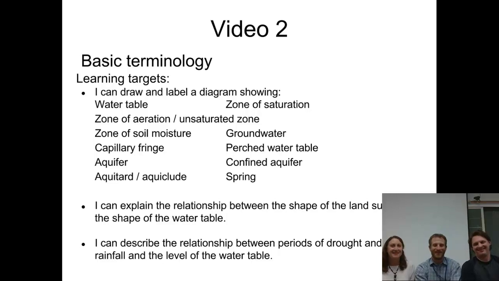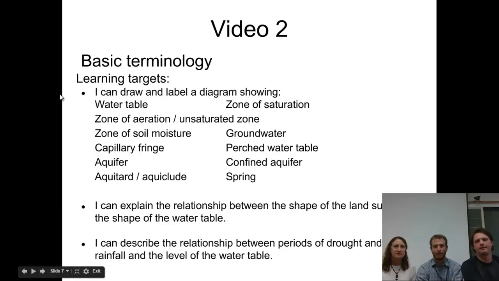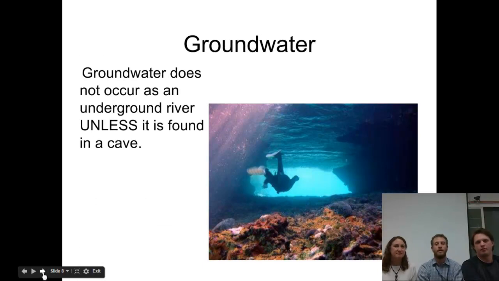All right, we're back with video number 2. It looks like we're talking about some basic terminology, some definitions, and then just how water behaves beneath the ground. So pause the video, make sure you look at the learning targets, and make sure you have something ready to take notes, however you're taking notes.